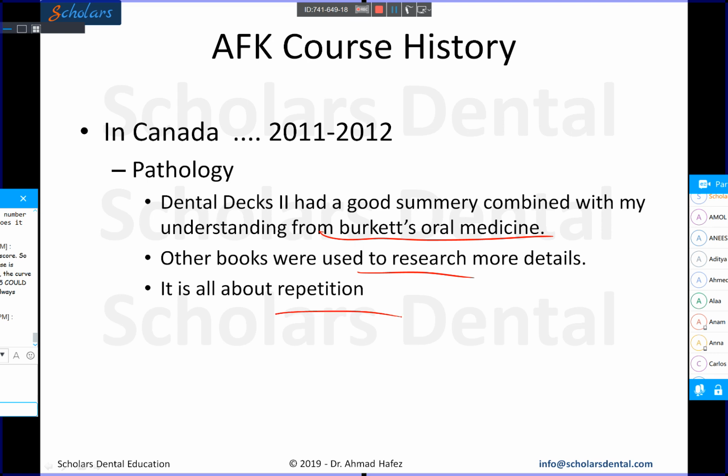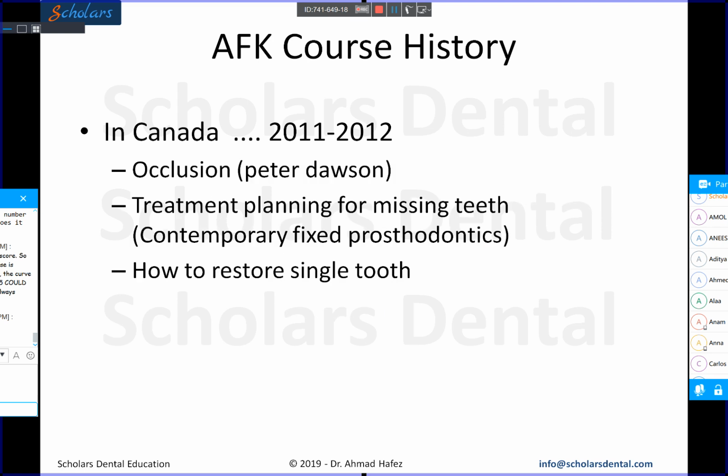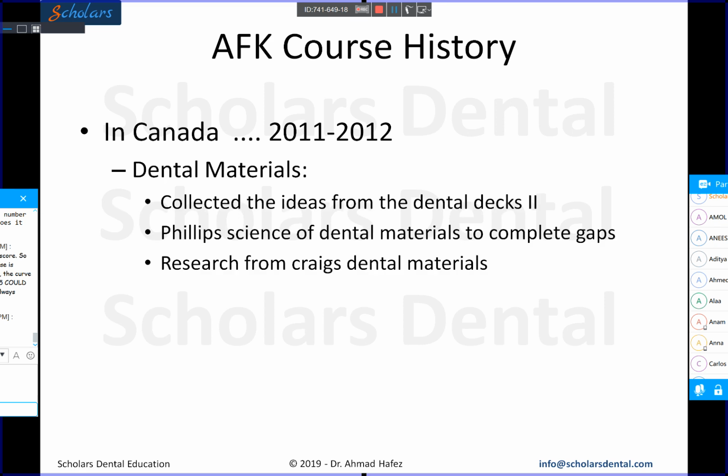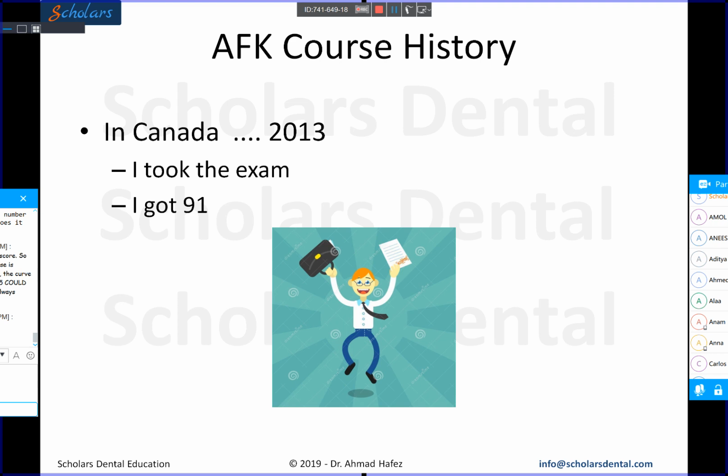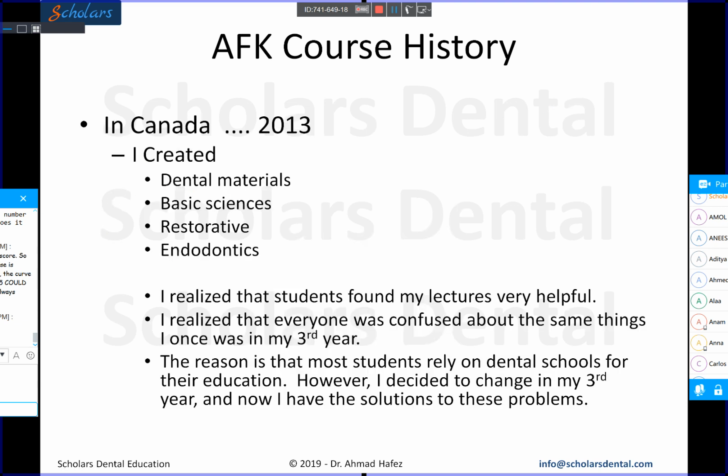And pathology is really all about repetition. Okay, occlusion, I told you, from Dawson and also Contemporary Fixed, and also I got some from Arts and Science. Dental materials from the books that we need. And thankfully, 2013, I took the exam, and I got 91. And one day, I hope you'll all feel that same feeling. Okay, soon, hopefully.